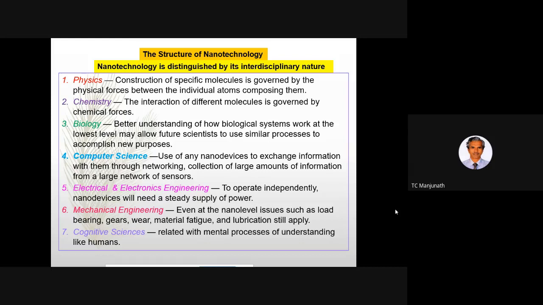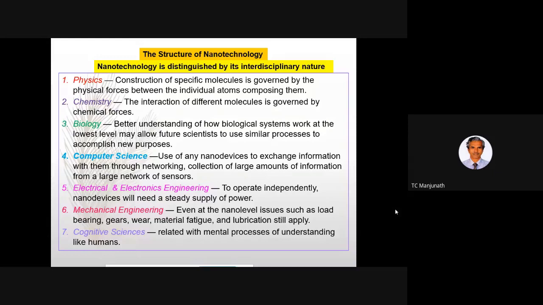or to collect a large amount of information from a large number of sensors, right? We can come to a conclusion that a number of nano systems will form a macro system. That is this one, right? Electrical and electronic engineering: this branch also finds a lot of applications. To operate independently, a nano device needs a steady supply of power.